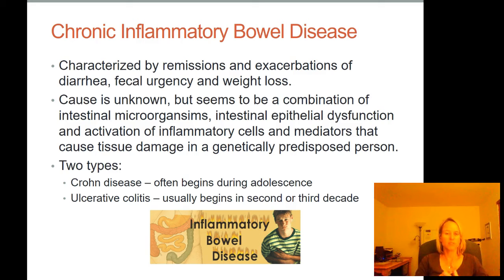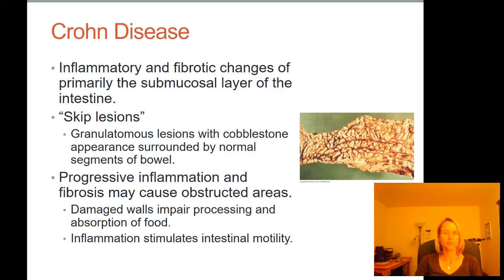There are two types: Crohn's disease, which often begins during adolescence, and ulcerative colitis, which usually begins in your 20s or 30s. So Crohn's disease is characterized by inflammation and fibrotic changes of primarily the submucosal layer, so the layer under the mucosa, of the intestine. And this creates skip lesions. So we get these cobblestone type looking lesions, and then we'll skip a spot and we'll have normal segments of bowel, and then we'll have another cobblestone appearance, and so forth.